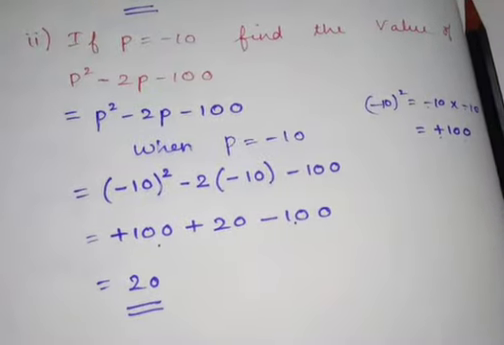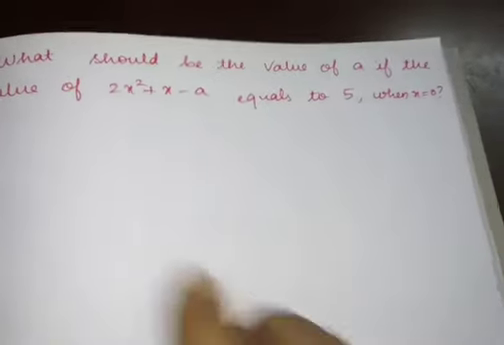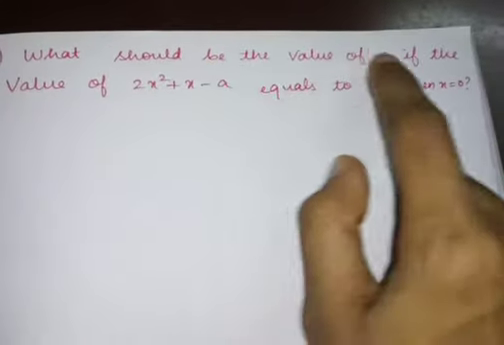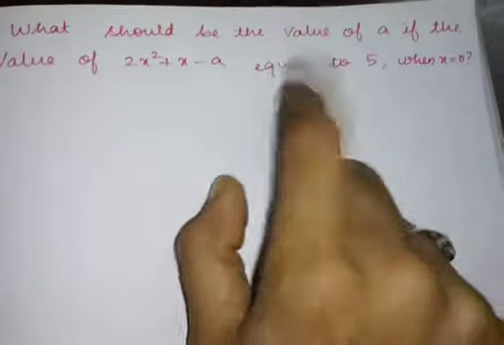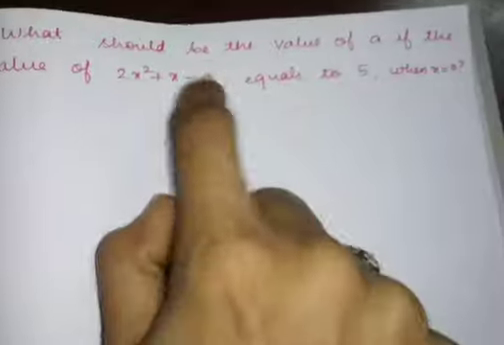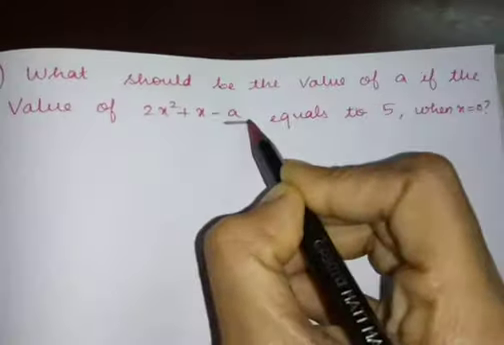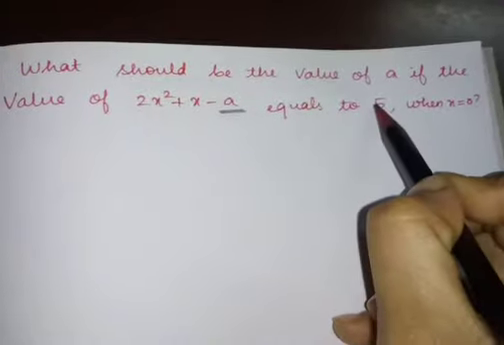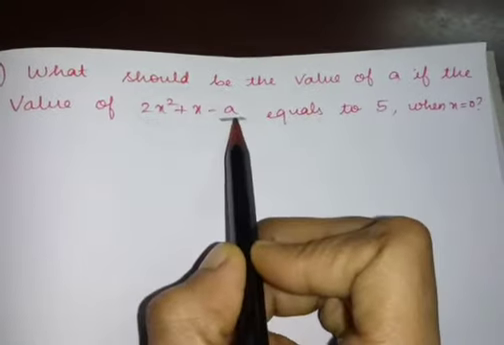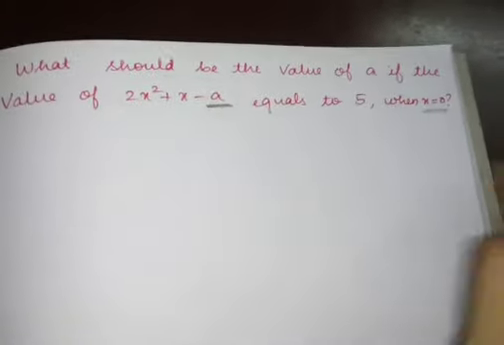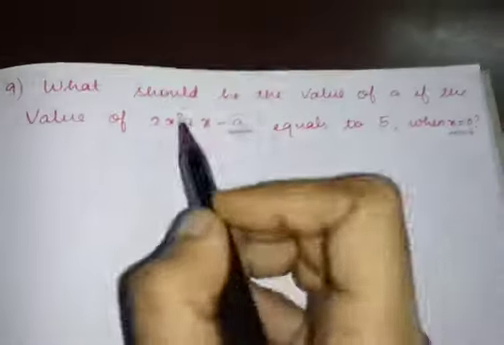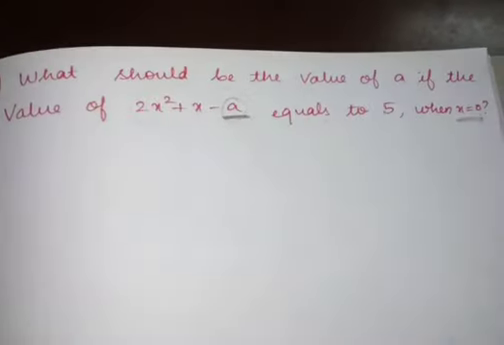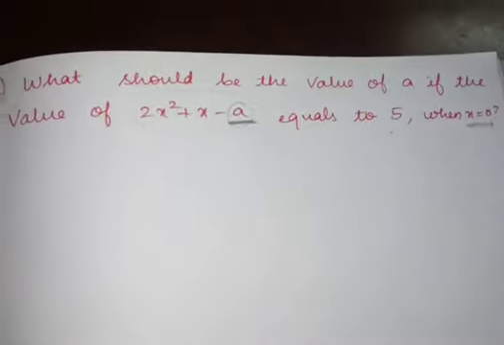Okay, understood? Next is your 9th problem. What is the question? What should be the value of a if the value of 2x square plus x minus a is equal to 5? They are asking the value of a, children. In that, not only a but x is also given. We have to find the value of a when this expression is equal to 5, and we should substitute the value of x to find the value of a. When I work out the problem, you will understand.